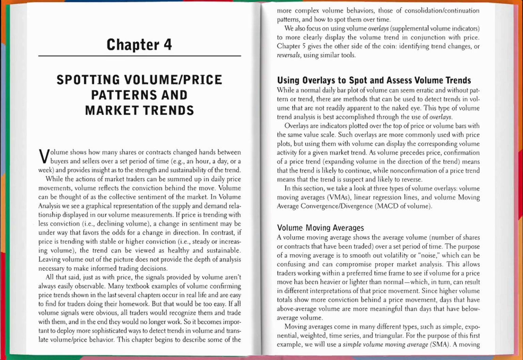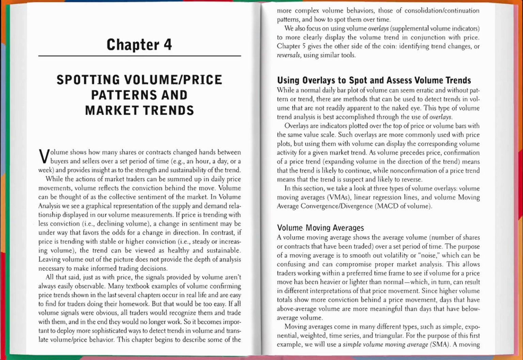As volume precedes price, confirmation of a price trend, expanding volume in the direction of the trend, means that the trend is likely to continue, while non-confirmation of a price trend means that the trend is suspect and likely to reverse. In this section, we take a look at three types of volume overlays: volume moving averages, VMA, linear regression lines, and volume moving average convergence divergence, MACD of volume.